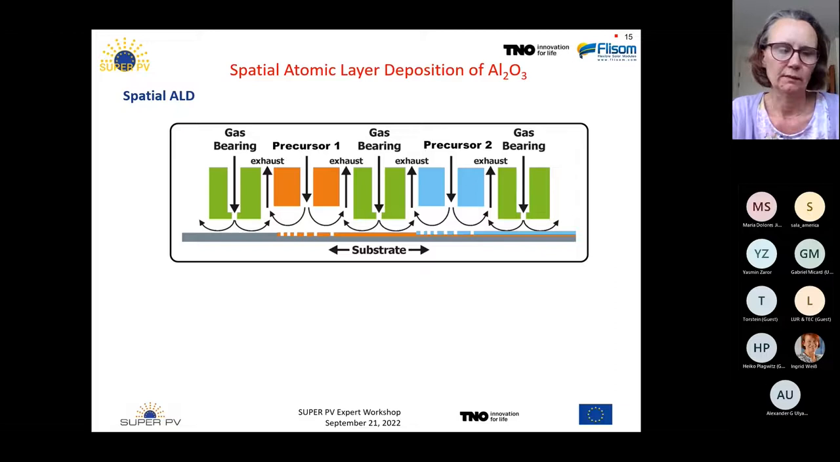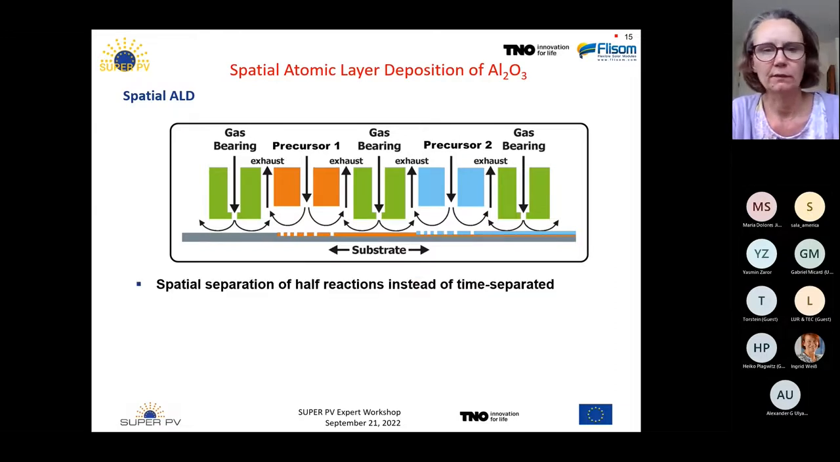The difference here is that spatial ALD is based on spatial separation of the half reactions instead of time separated. We saw in conventional ALD that the precursors are added one after another in time. And in spatial ALD, the precursors are exposed to different parts of the substrate, which is going underneath the gas inlets at the same time. So these precursor gases are separated by a gas bearing, ensuring that you only have one precursor at a time at the substrate.